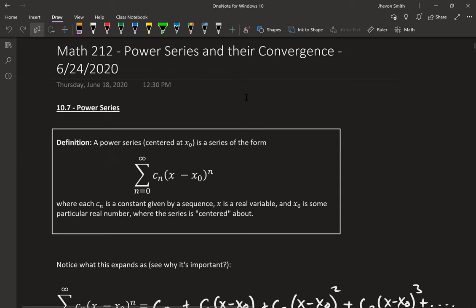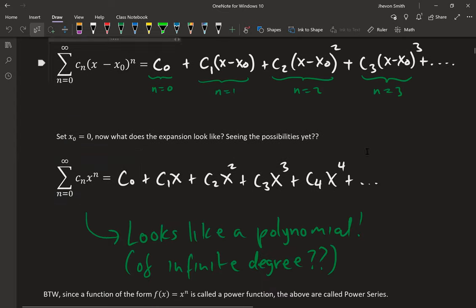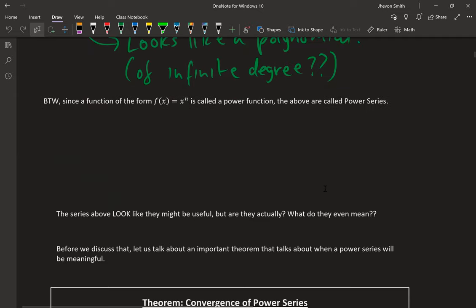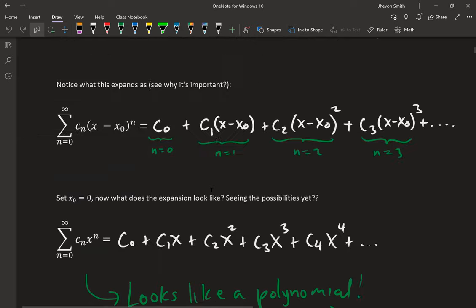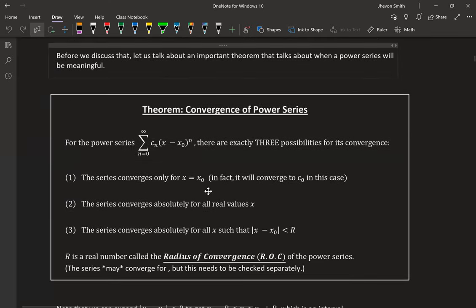So we started looking at power series last time. These are a series with this definition here, which at first seems kind of weird, but when you start writing it out, you realize that, oh, that's just a way to write like an infinite polynomial, quote unquote. And because it was just an infinite sum of power functions, we call it a power series. Now, the nice thing with power series is that they always make sense in some regard. They will always add up to something meaningful. It's just a matter of where they would add up to something meaningful. So they will always converge.